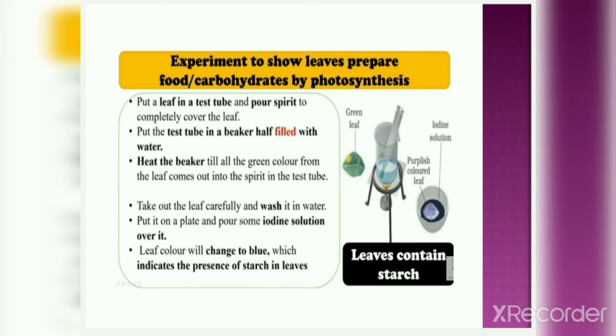Then take out this leaf and wash it in water. After that, put it on a plate and pour some iodine solution over it. You will observe that the leaf color has changed to blue-black, which indicates the presence of starch in leaves. So now we have proved that leaves contain starch.